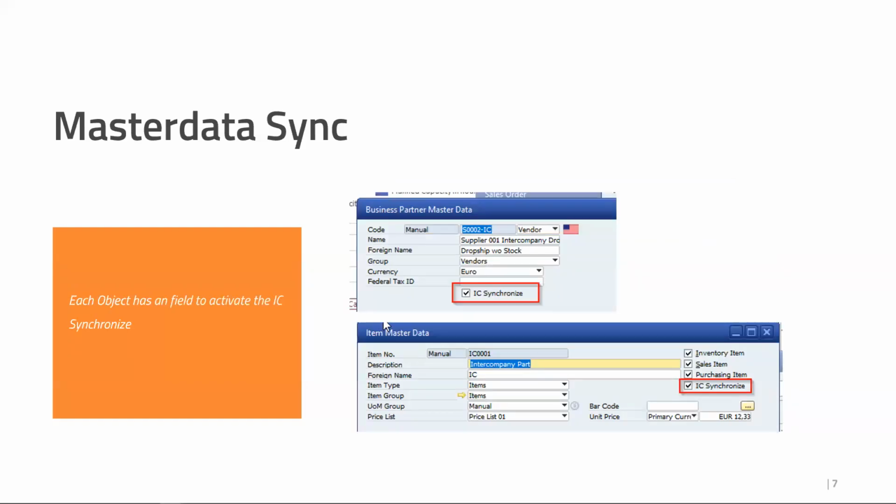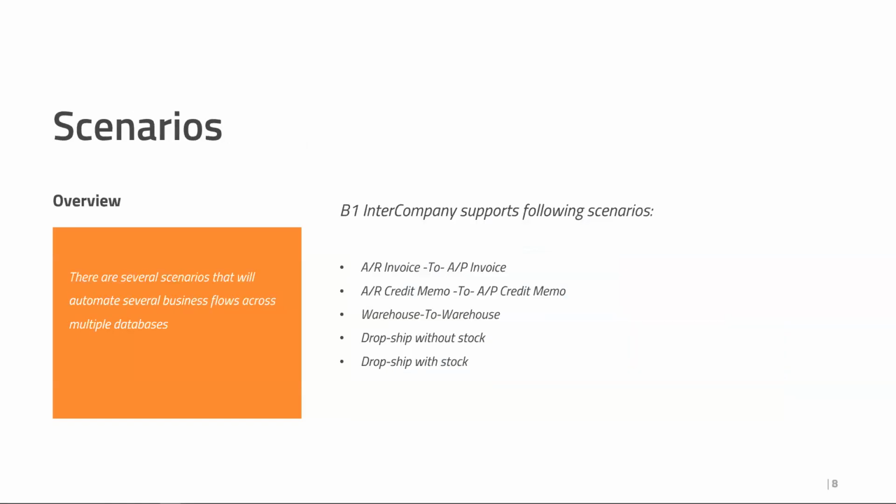So here you see master data synchronization, very important. You have on the business partner master data and also on the item master data another field here. This is called intercompany synchronize. So again, as I said, I'm putting in a new item. Do I want to synchronize it or not to the other company? So again, you have full control.